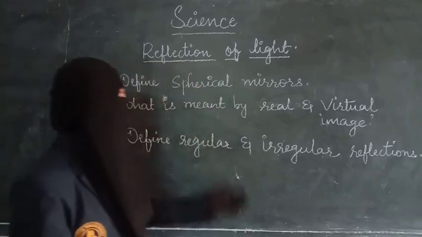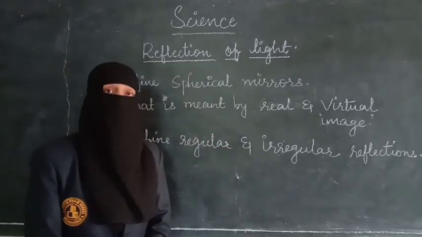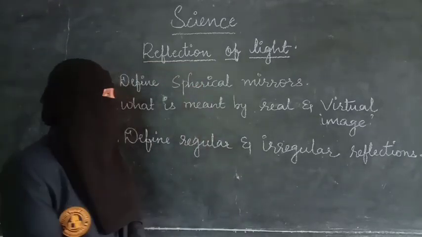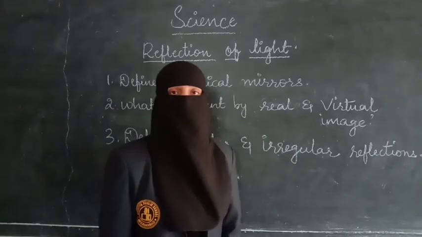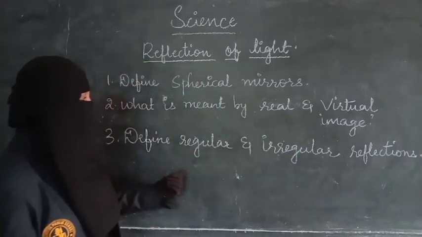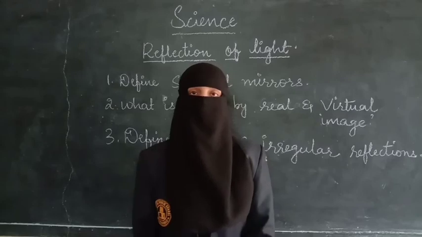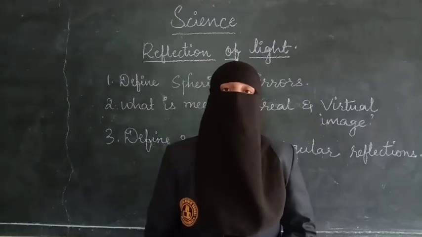Students, your worksheet is to define spherical mirrors. Write the definition of spherical mirrors which I gave. Then, what is meant by real and virtual image? Define regular and irregular reflections. So this was about the lesson reflection of light.